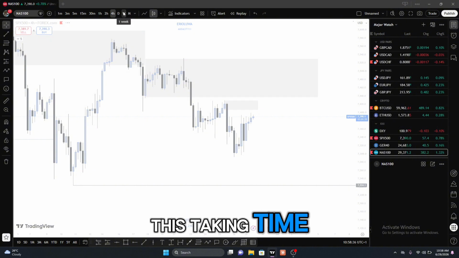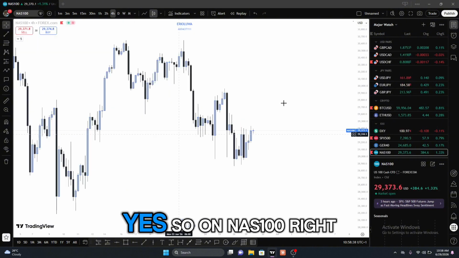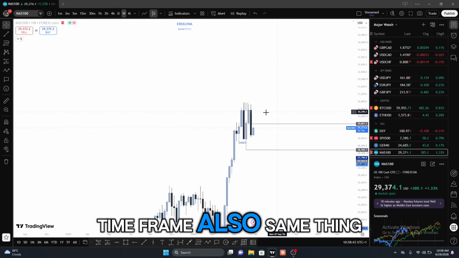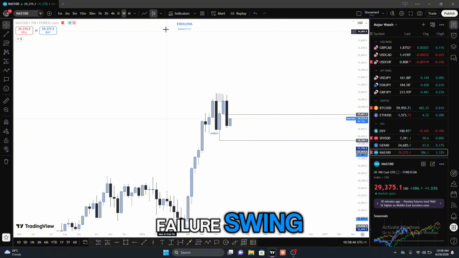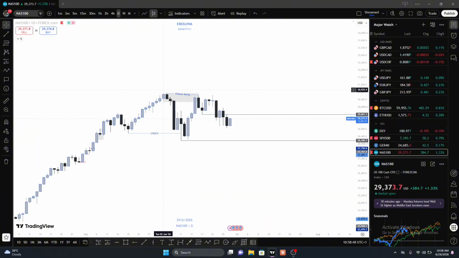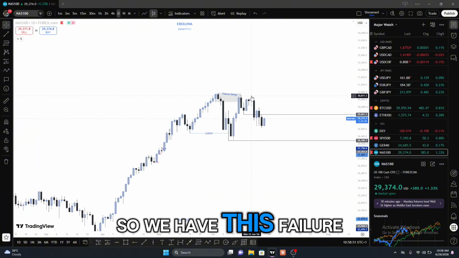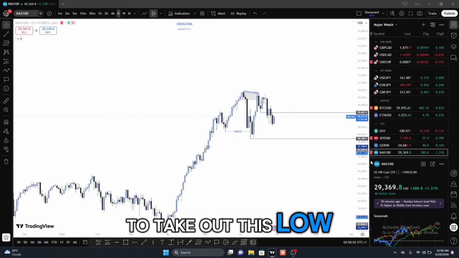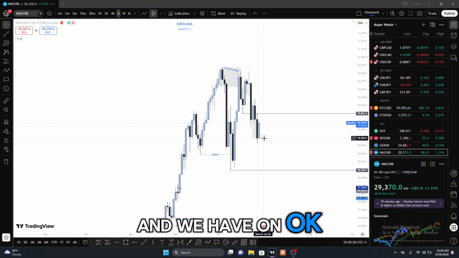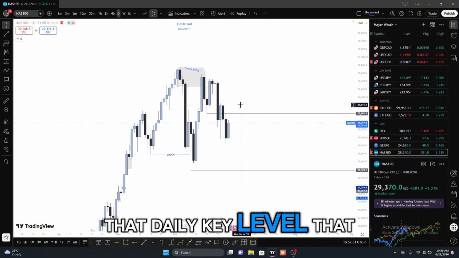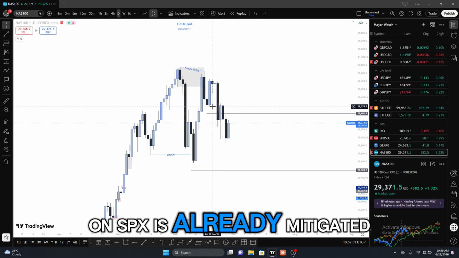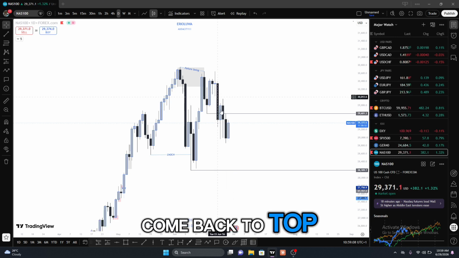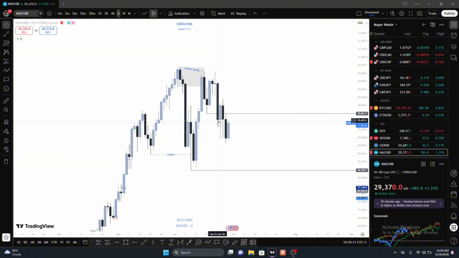Yeah, so on NAS100, right, we have on our weekly time frame also the same thing, a failure swing. Let me go down to the daily so you can see it well. So I even marked it out here, right? So we have this failure swing, and price gave a change of character here, so we can expect price to take out this low, right? And on NAS100, that daily key level that I marked out on SPX is already mitigated. So price might not actually come back to tap all the way up, right?